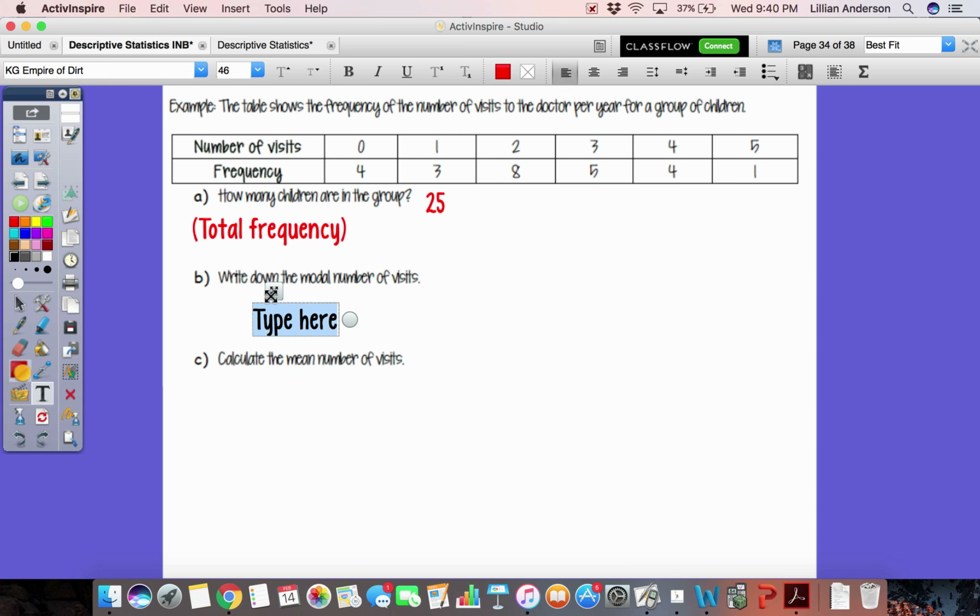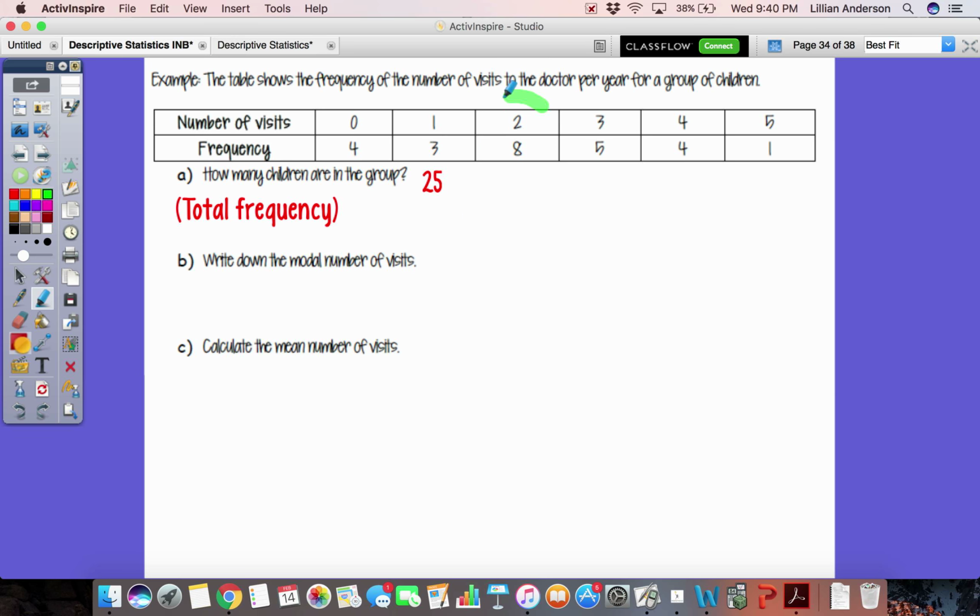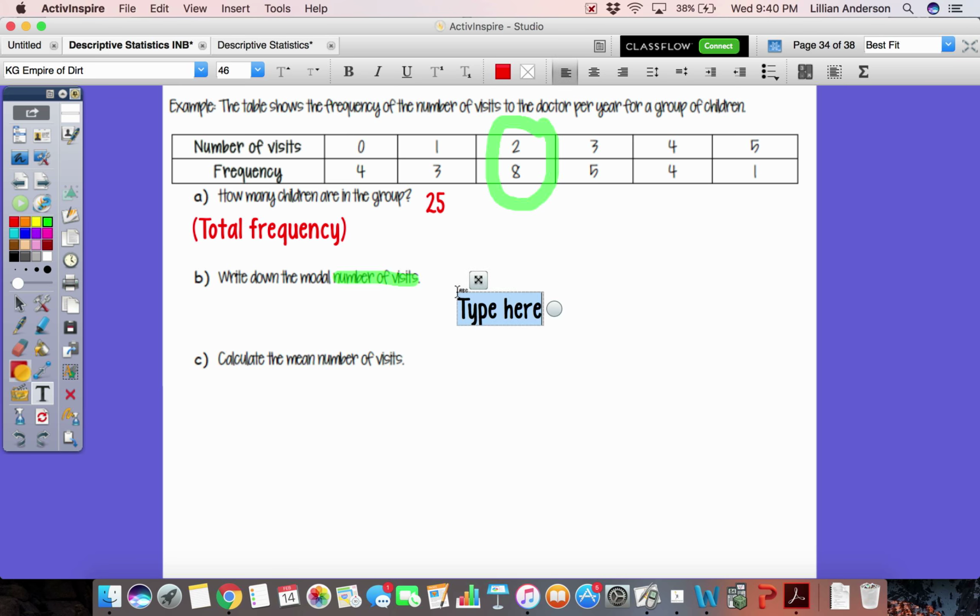Now it asks us to write down the modal number of visits. Now it's a write down problem, so that means the answer is staring us in the face. The modal number of visits is the one that showed up the most, with the largest frequency. Well, the largest frequency is right here, okay? So the modal number of visits is going to be 2, not 8. 8 represents the number of times that 2 shows up if we were to write it all out. So the modal number of visits is 2.